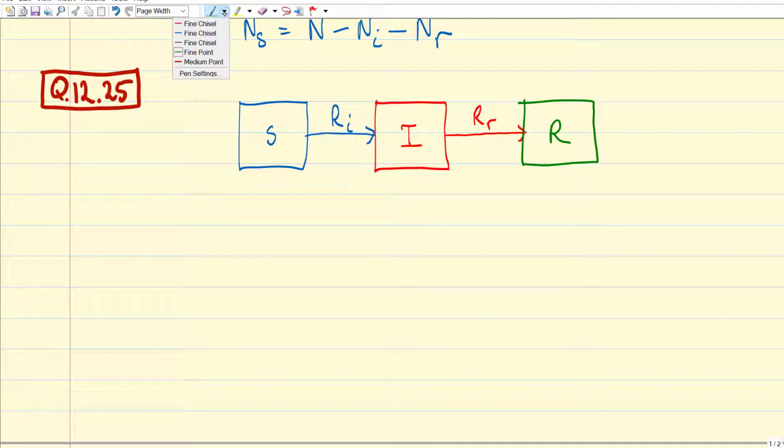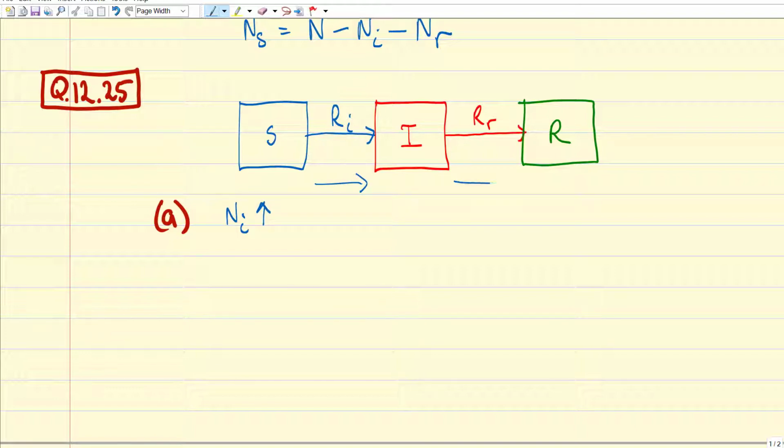So for part A, when Ni is going up, the thing that we know is we have to have more coming in than are leaving, right? You can think about a parking building or something like that. If you've got more coming in than leaving, the number inside is going to get bigger. So that's Ri is greater than Rr.